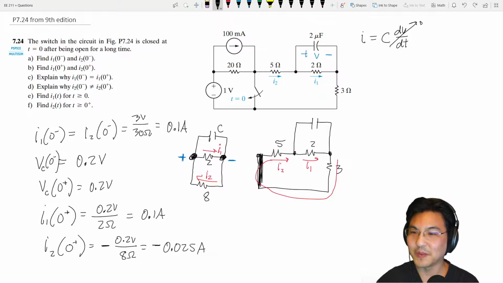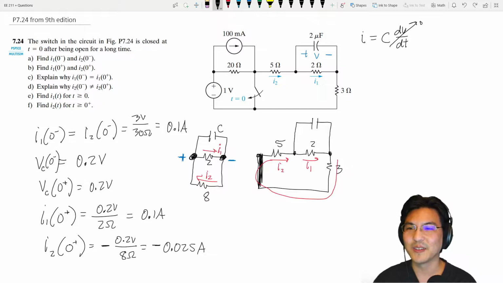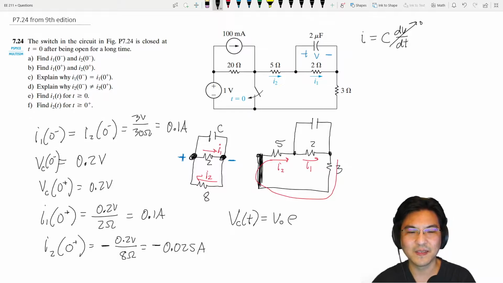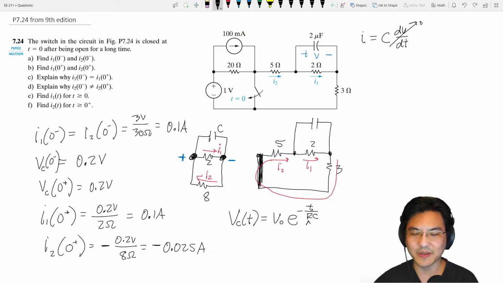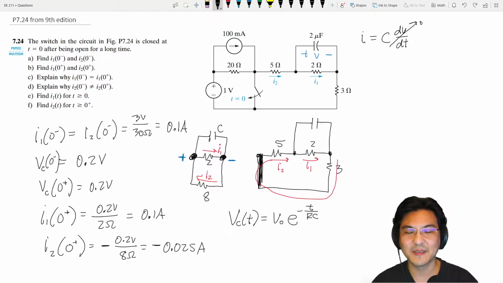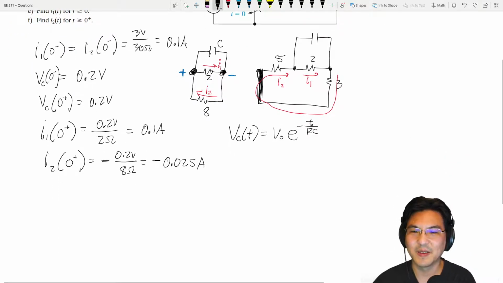Okay, and then now let's do part E and F. What's the current as a function of time? So we definitely can get the voltage as a function of time, because for the capacitor, it's V naught e to the minus t over RC. Okay, what resistance? This resistance would be, let me just see this picture right here. It looks like, let me go where there is more space.